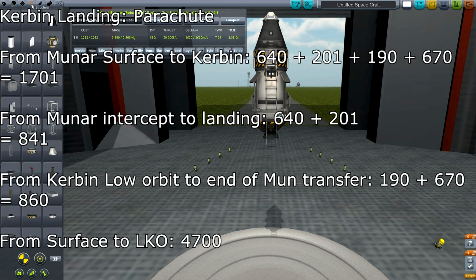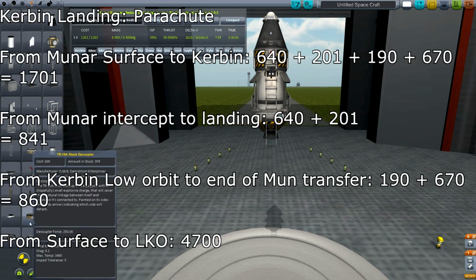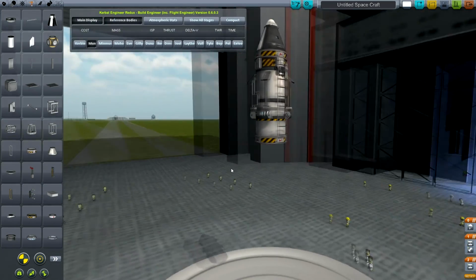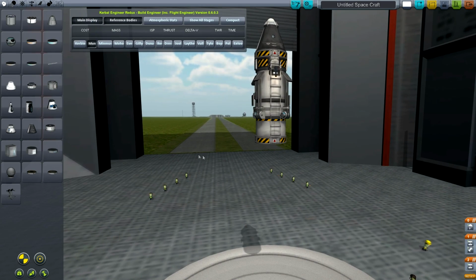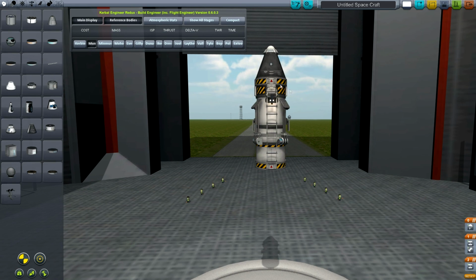So let's stick another stack separator onto the bottom of the ship, and we're at the point now where we're going to need a fair bit more fuel, because we're going to be carrying a lot of what we call dead weight now. Dead weight is essentially what you get when you have parts of the ship that aren't doing anything to propel the ship at that time.